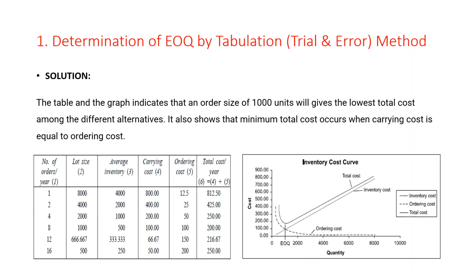this table and the graph indicate that an order size of 1000 units will give the lowest total cost among the different alternatives. In this table we have the number of orders per year: 1, 2, 4, 8, 12 and 16. The lot sizes are 8000, 4000, 2000, 1000 and so on. This is our given table. Average inventories are 4000, 2000, 1000, 500 and so on, along with carrying cost, ordering cost and total cost per year.